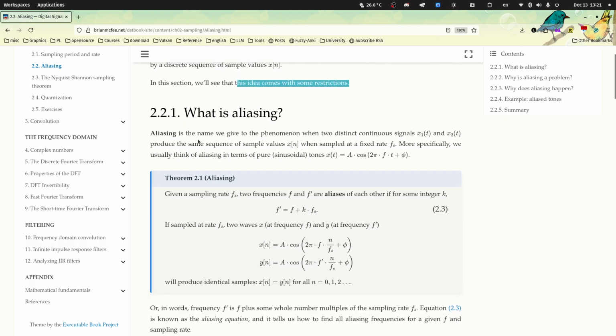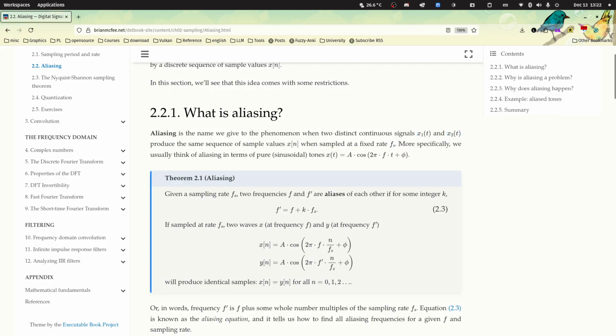Aliasing is the name we give to the phenomenon where two distinct continuous signals x1(t) and x2(t) produce the same sequence of sample values when sampled at a fixed rate fs.